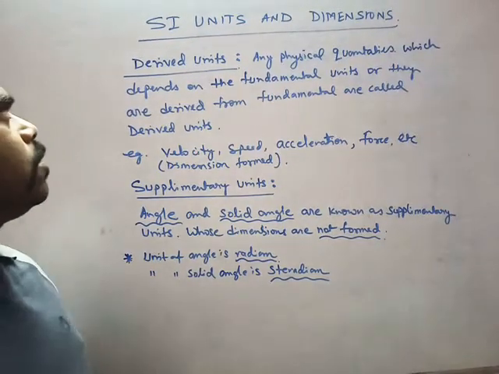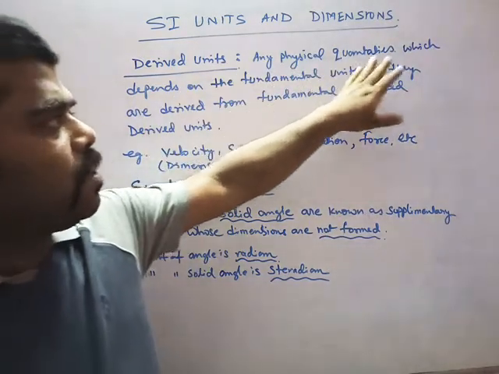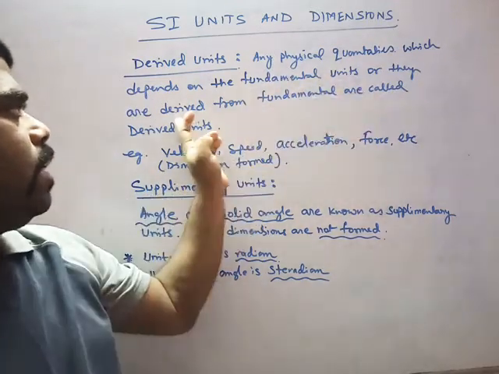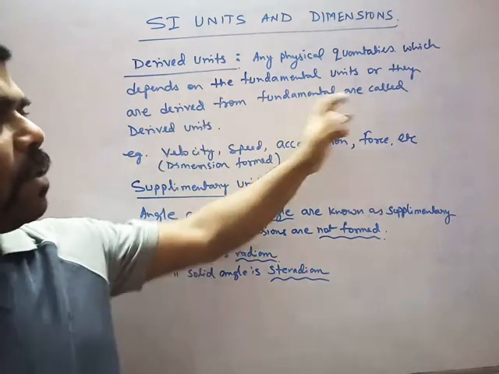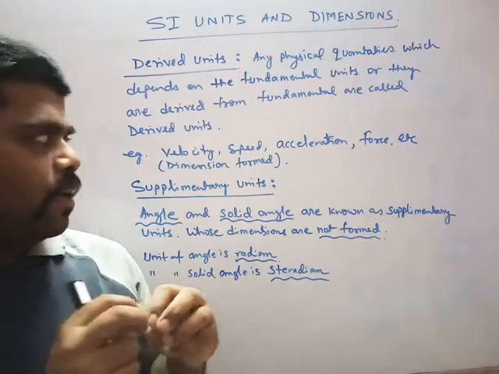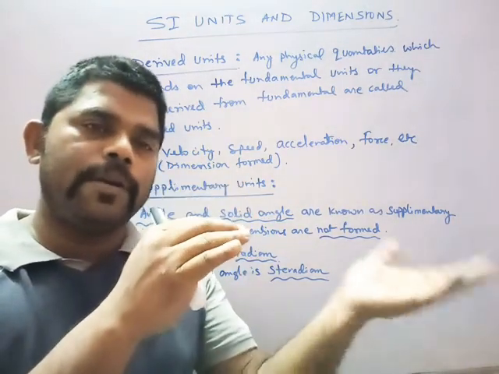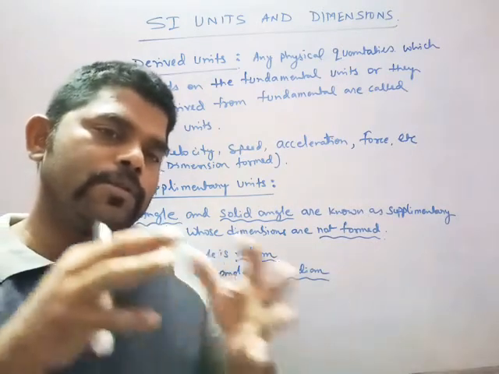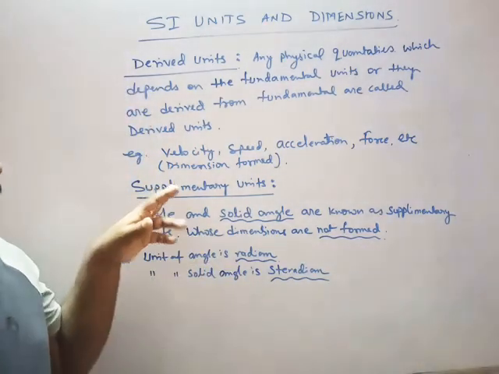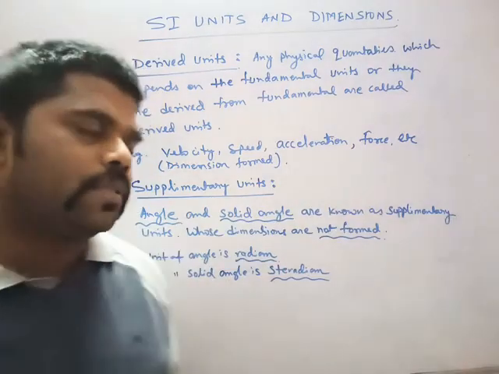Now let me discuss the derived unit. As I told you, any physical quantities which depend on the fundamental units, or are taken from the fundamental units, are known as derived units. For example, as I told you, velocity. Velocity is equal to distance by time. Distance is fundamental, time is also fundamental, so velocity is taken from both fundamentals. Similarly, speed, acceleration, force, etc. These all will come.